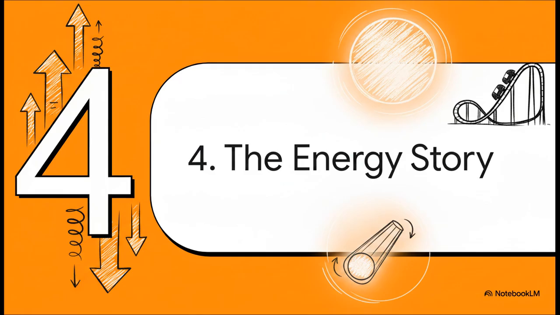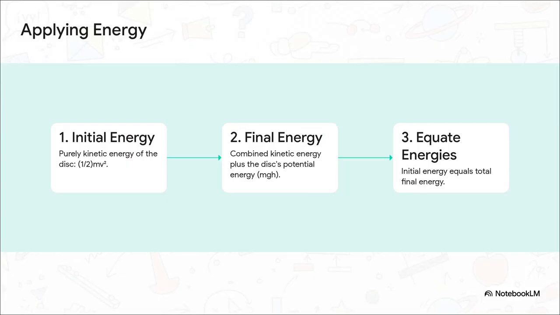Fantastic. So, we've used momentum to figure out the final horizontal motion. Now let's bring in our second tool, conservation of energy, to connect all of that to the height. Let's follow the energy. In the beginning, all the energy is kinetic. It's all tied up in that moving disk, 1/2 mv squared.